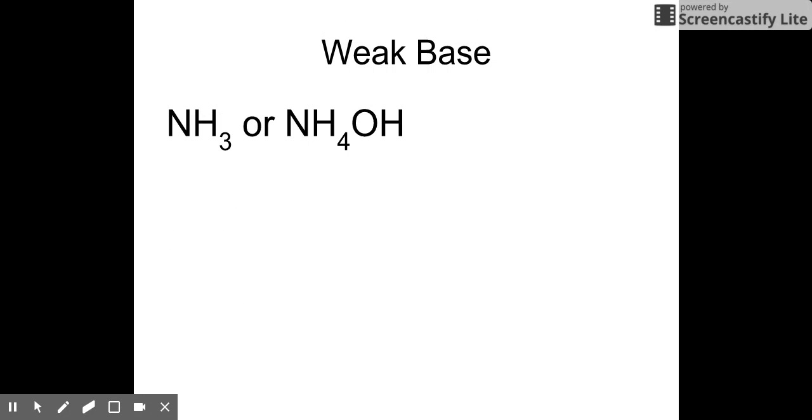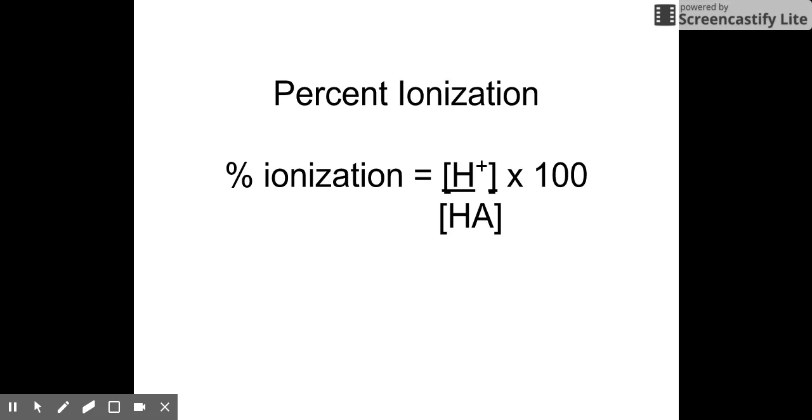There's only one acid or one base that I'd like for you to memorize, and that's ammonia or ammonium hydroxide. That's our weak base that we'll be using in this unit. Every other base that has hydroxide at the end is going to be a strong base. The other thing that we're going to calculate today is percent ionization, which is, notice there's no anion in this equation. So it's just the concentration of the hydrogen ions over the concentration of the acid. A is not a real thing. That's just some hypothetical anion that's written there.